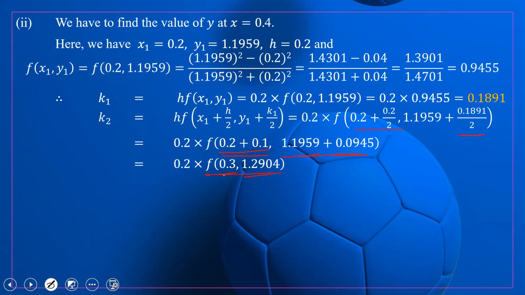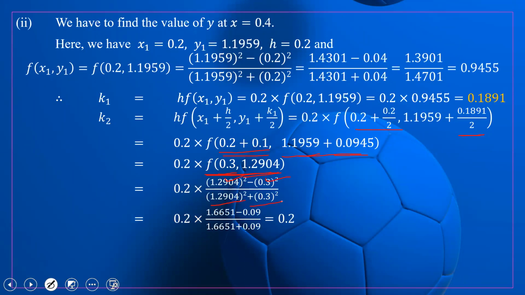So now this is f of x, y. Again we apply the formula: y square minus x square divided by y square plus x square. If we simplify it, we get the answer 0.1795. So this is the value of k2.